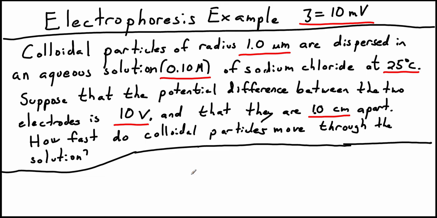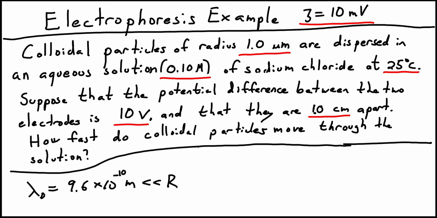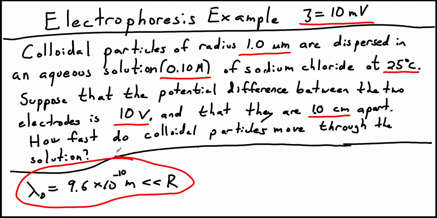The first thing we have to decide is if we have particles that are small or large compared to the Debye length. And for that, we need to get the Debye length. We weren't given the Debye length for this solution, but we were given the concentration of salt. We know the charges on sodium chloride, and we're given the temperature, so we can calculate the Debye length for this solution. And we've done this solution before, so we know the Debye length is 9.6 × 10⁻¹⁰ meters.